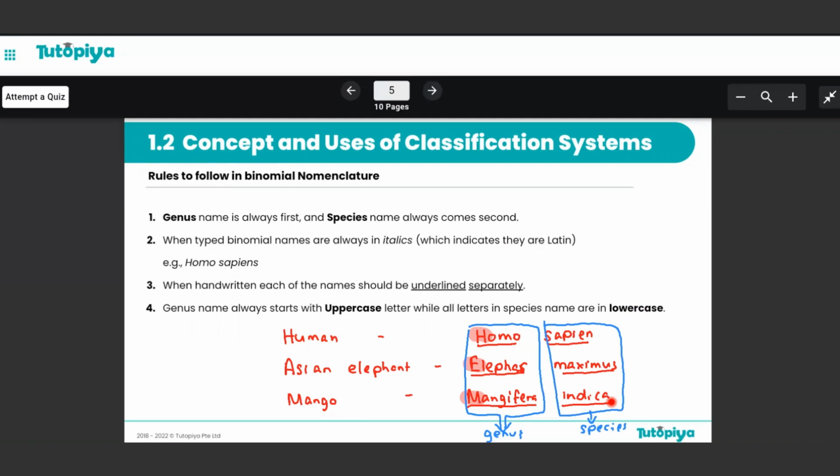Now, you might wonder, why is this called the binomial naming system? Basically, this word bi refers to the fact that every organism was given a name with 2 parts. The word bi means 2, and that's why we call this the binomial naming system.